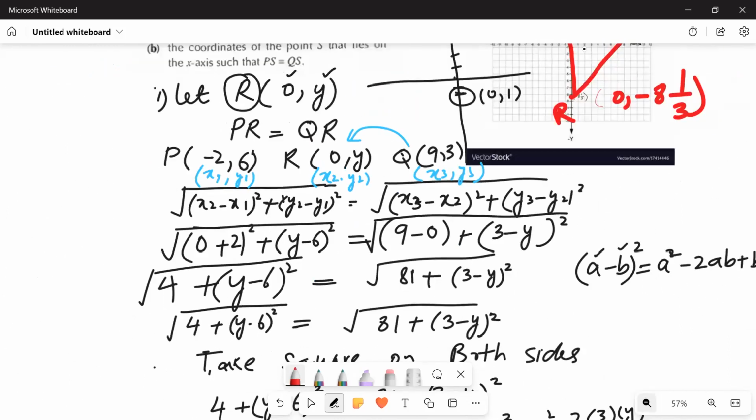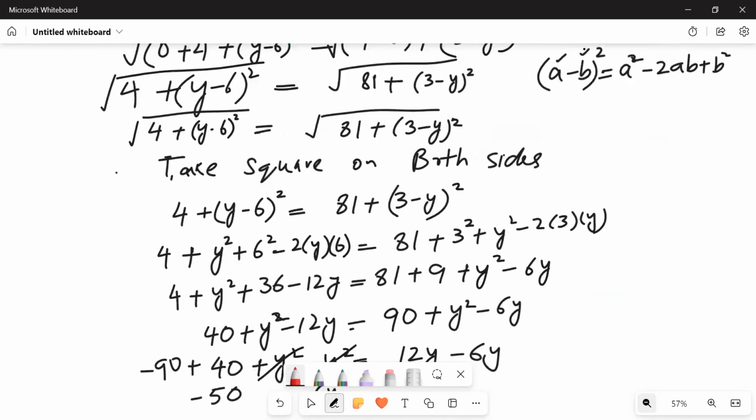Miss, could you explain the second step after taking square on both sides? Okay, this one. Yes, okay. This point, look at here.